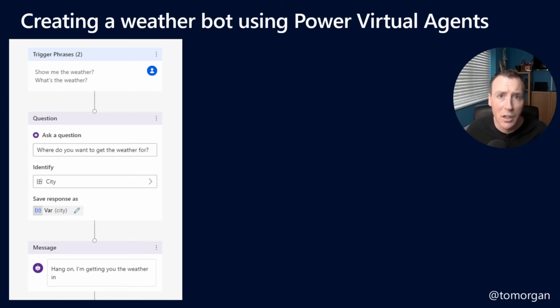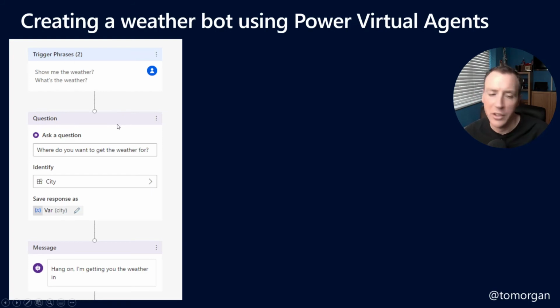The only difference is I'm going to use a Power Automate flow to actually go and do the work of calling the API and processing the data. So it's very similar to Bot Framework, very similar to Bot Framework Composer, in that I create these boxes of things that I need it to do.